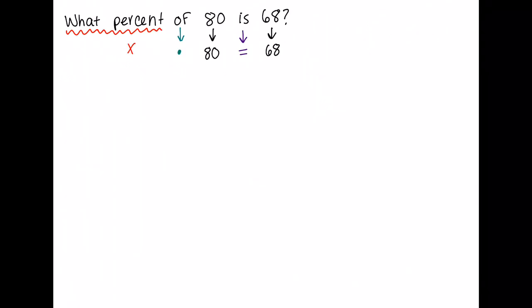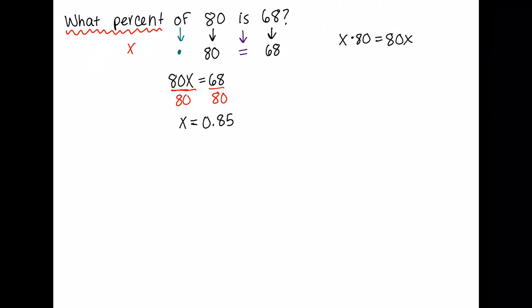So when you see x times 80, this is the same thing as 80x, and I think that's a lot more natural for us to write 80x. So I'm going to write this as 80x is equal to 68. I'm going to divide both sides by 80 to solve for x. So in my calculator, I'm doing 68 divided by 80, and I get x is equal to 0.85.